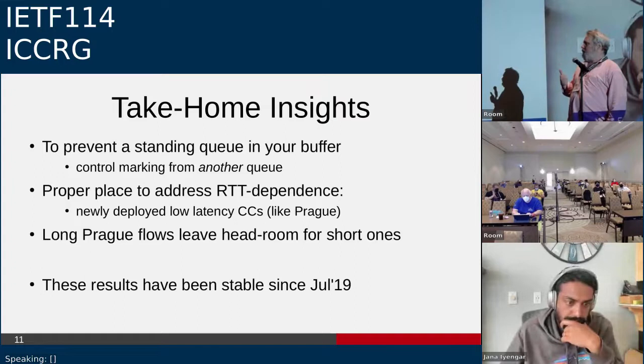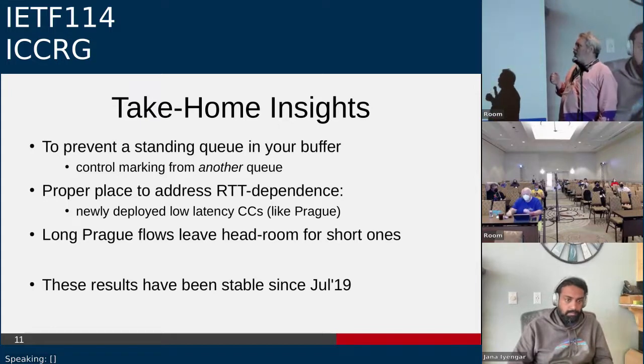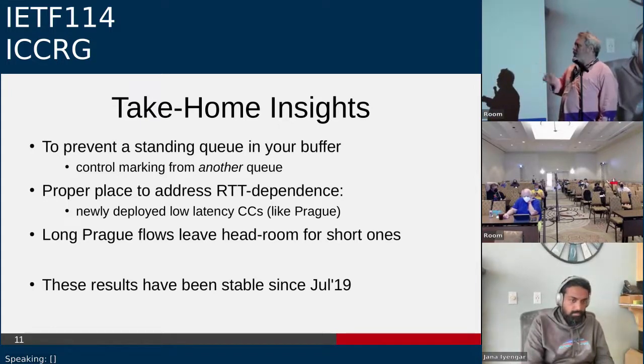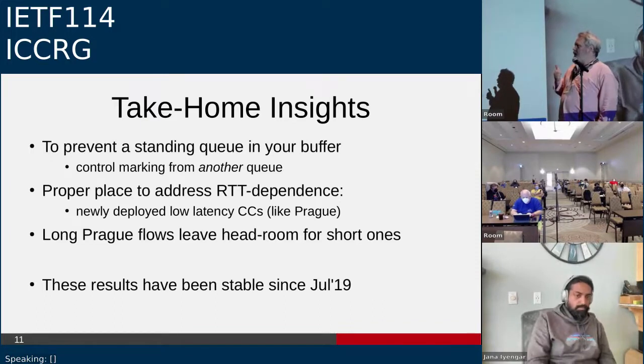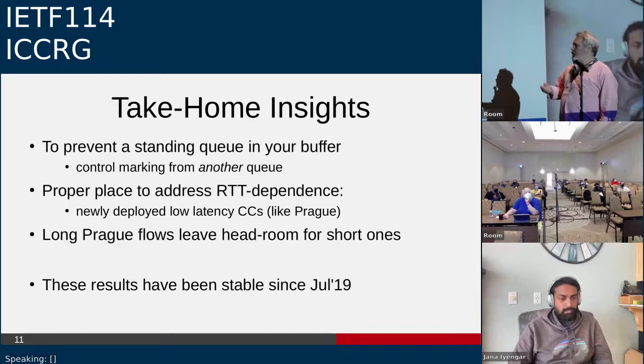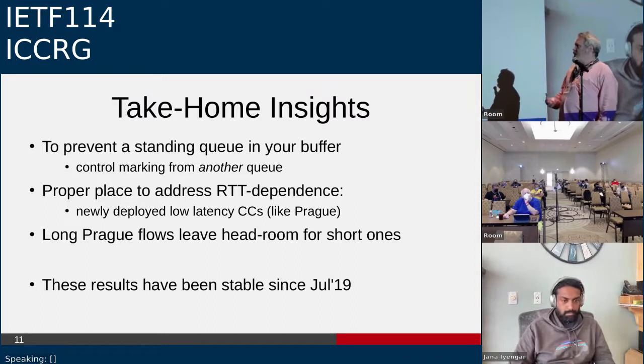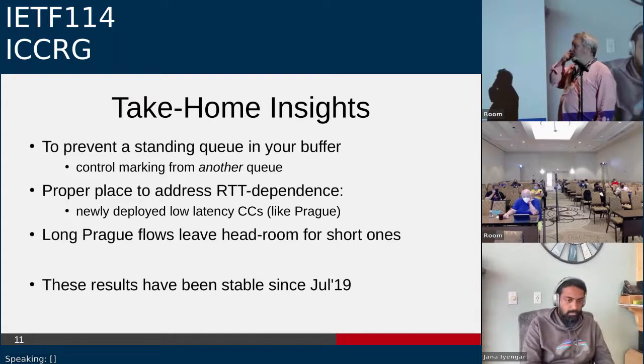Yeah, so the messages are, if you don't want a standing queue in your buffer, control marking from another queue, possibly a coupled queue or a virtual queue. Secondly, the proper place to address round-trip time dependence is in a congestion control like Prague, which is being newly deployed for low latency, which is where the problem is. And third, long Prague flows leave headroom for the short ones. That's a feature that's intended, for the utilization to be reduced when you've got a lot of short flows that are unresponsive effectively.